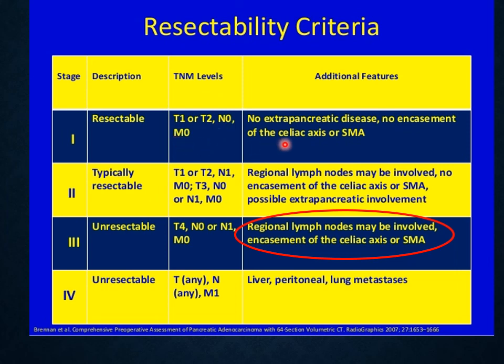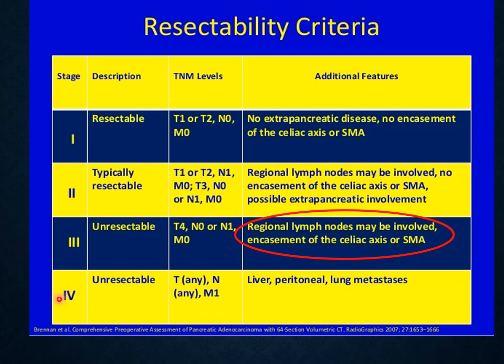So in these cases, there's no extrapancreatic disease, and there's no encasement of the celiac axis or SMA by tumor. So this is clearly resectable and major surgery can be undertaken.